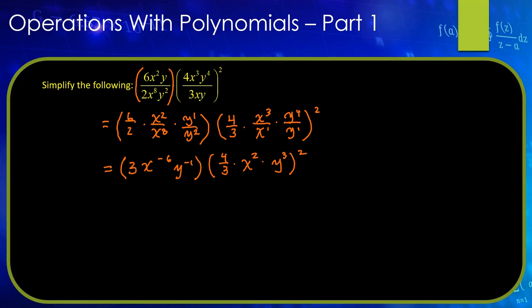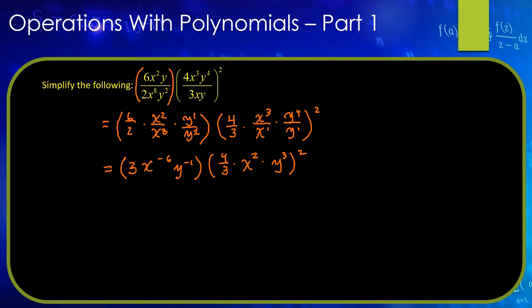When I simplify the first quantity, I end up with 3 times x to the -6 times y to the -1. Inside the second quantity, 4 divided by 3 I'm going to leave as is. X to the third divided by x to the first is x squared, and y to the fourth divided by y to the first is y to the third. So I've simplified inside these parentheses as far as they can go. I really don't need the parentheses on the first group still. But on the second group I do because I need to carry through the squaring.